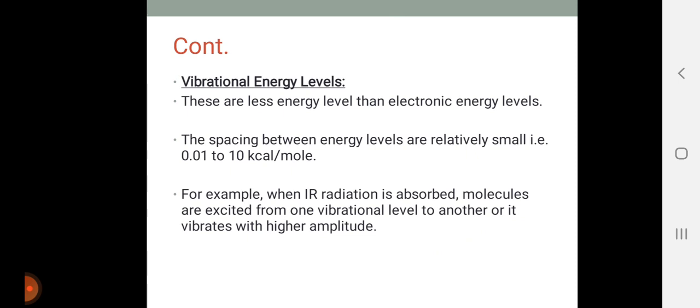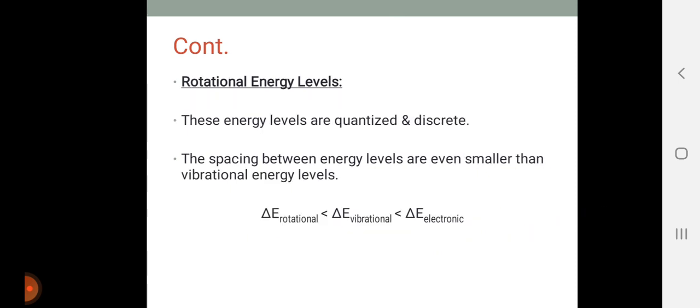Vibrational energy levels. These are lower energy levels than electronic energy levels. The spacing between energy levels is relatively small, that is 0.01 to 10 kcal per mole. For example, when IR radiation is absorbed, molecules are excited from one vibrational level to another, or it vibrates with higher amplitude. Rotational energy levels are quantized and discrete. The spacing between energy levels is even smaller than vibrational energy levels.